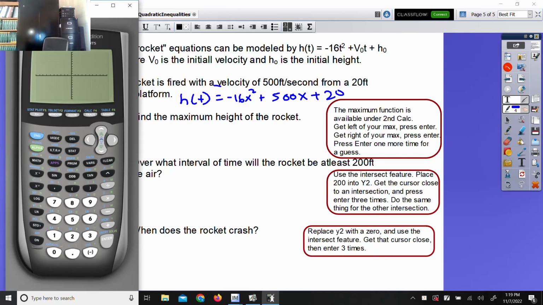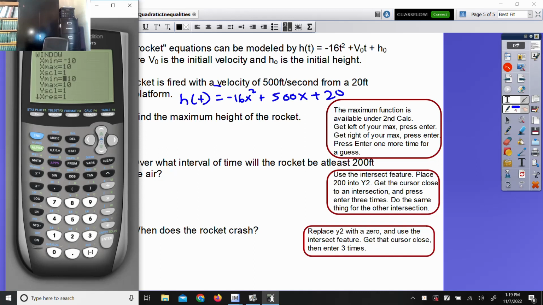So hit the window button. And you'll see a whole bunch of stuff here that you can overtype. You've got X-min, X-max, X-scale, Y-min, Y-max, Y-scale, some other stuff in there. What do you think enables you to look up? X-max? X would look left and right. Y-max. Y is high, isn't it? Isn't Y height?